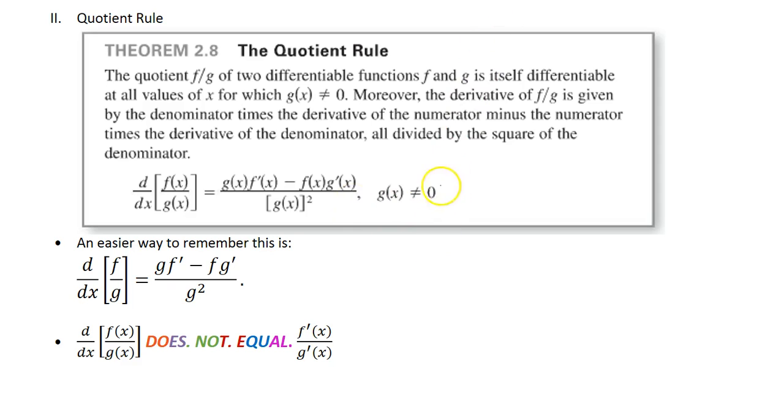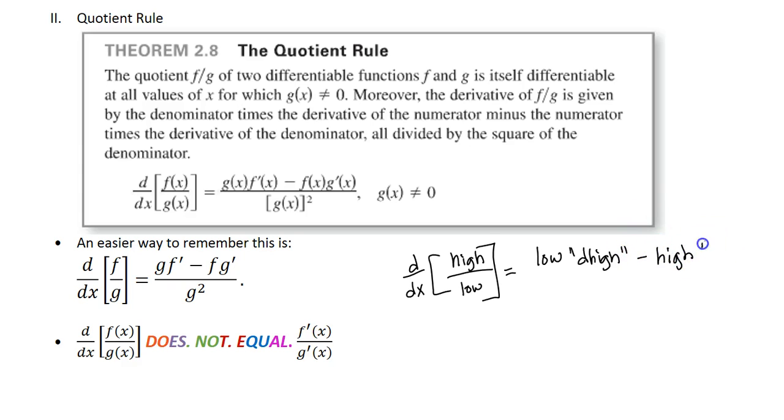Now some people like to think of this in a shortcut term as g f prime minus f g prime over g squared. That's how I learned it. Some people like to think of it as the derivative with respect to x of the high over the low, and there's kind of a cute little poem that you can learn. This is the low times the derivative of the high, so they would say low d high, minus the high times the derivative of the low, divided by the low squared. So low d high minus high d low over low squared. That might help you remember it a little bit.